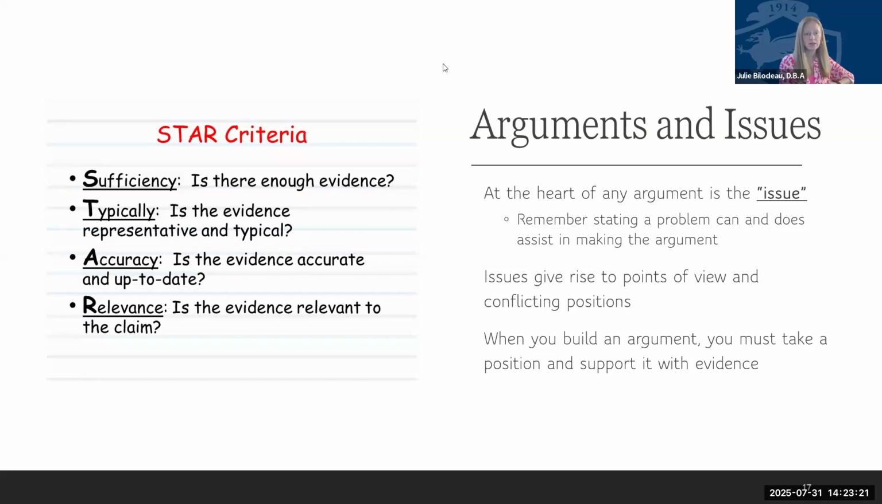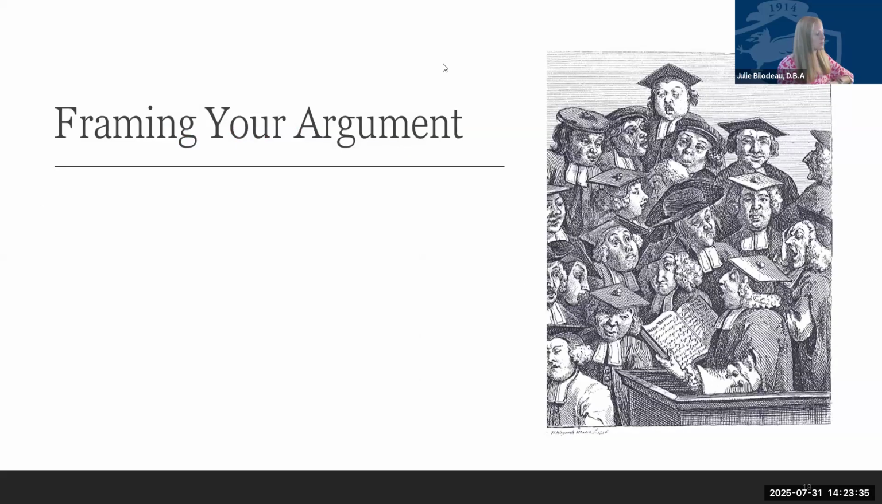All right, and then accuracy and relevance. So is the evidence relevant to the claim? So you can't state a claim and then be supporting it with something that doesn't connect. You need to have clarity and very clear connections. All right, so framing your argument. So what does this look like?